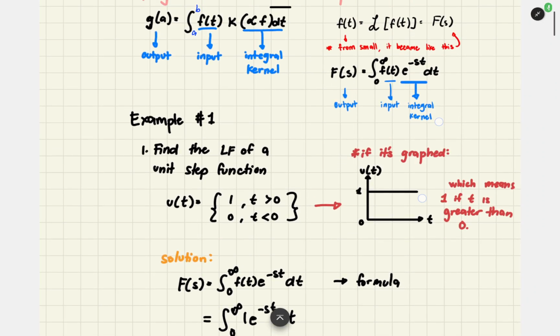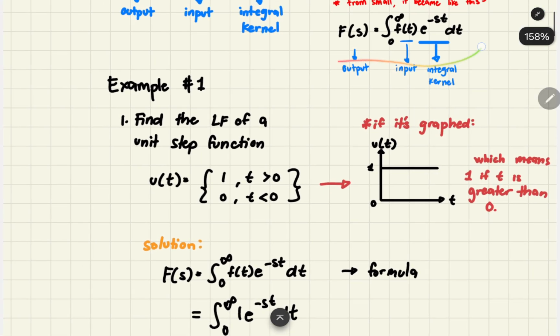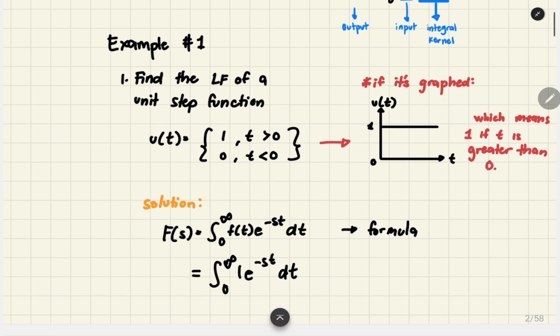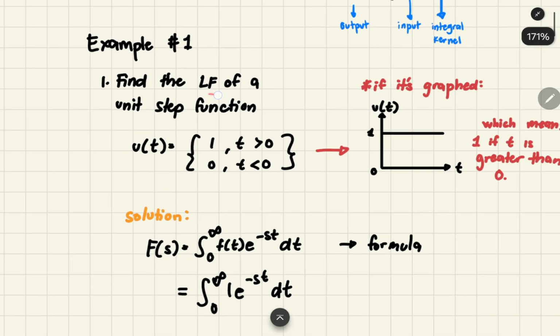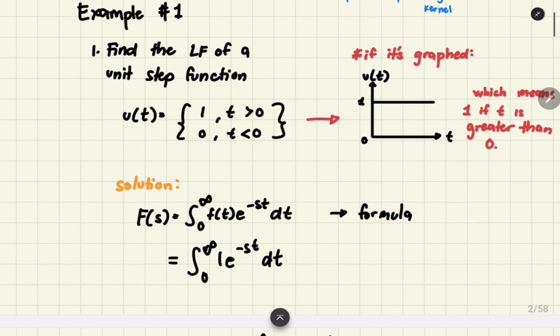Example number 1. I just want you to remember this formula of the Laplace transform. Find the Laplace transform of a unit step function, which is u of t, equal to 1 if t is greater than 0 and 0 if t is less than 0. So this is what it looks like if it's graphed. This means that if t is greater than 0, then it is 1, as you can see here.